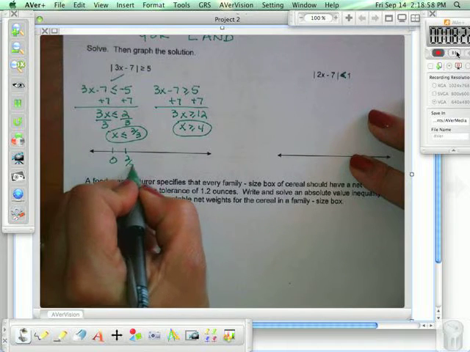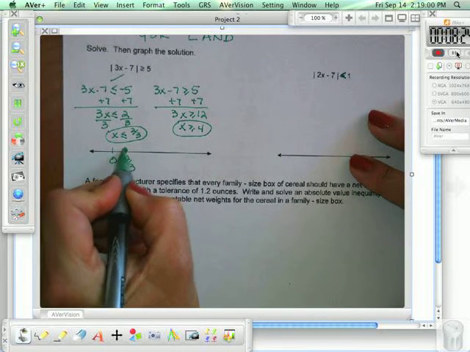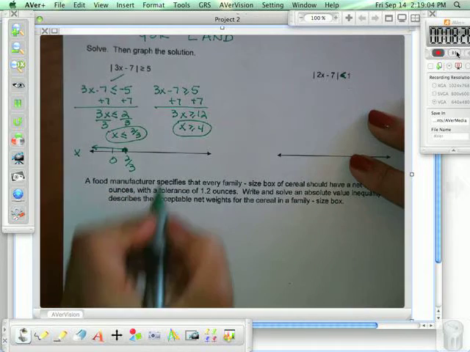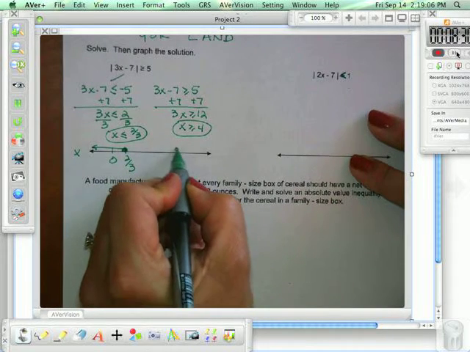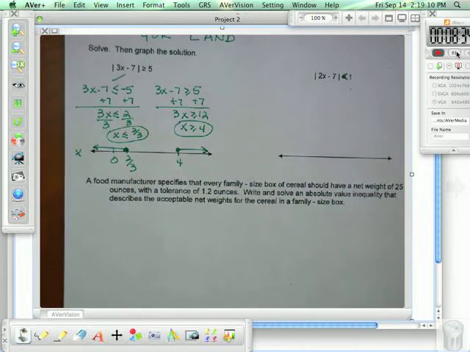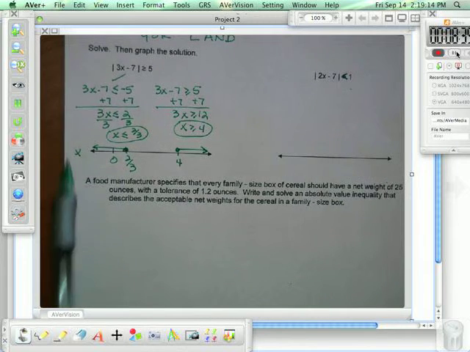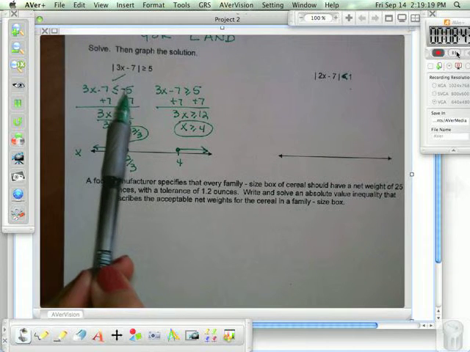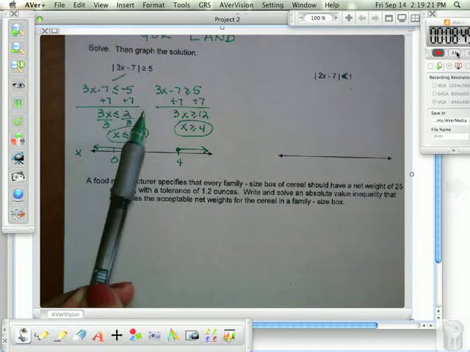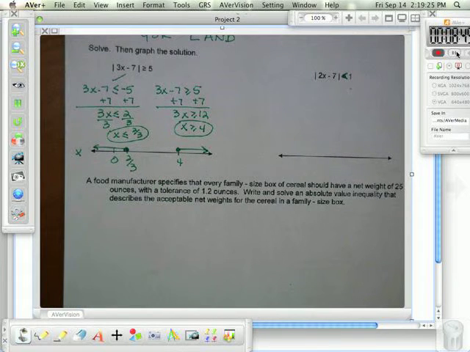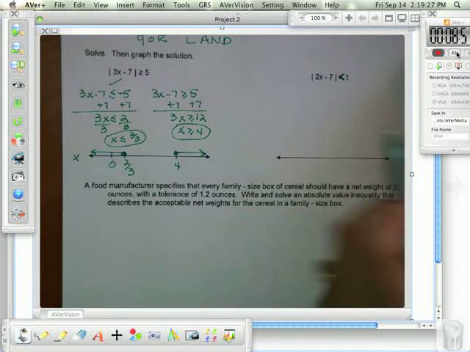2/3, solid dot, x is everything less than that. And 4, solid dot, everything greater than that. So I ended up with an OR. I'm good. This represents all the x values that would make this inequality true. We're not going to check for extraneous solutions with inequalities, only the equations.